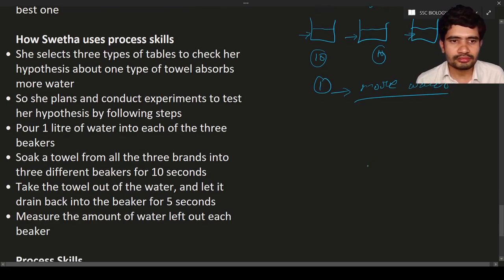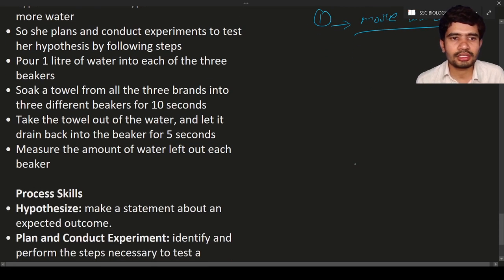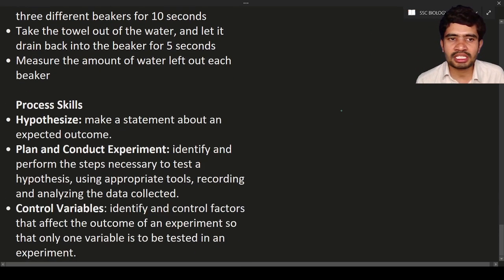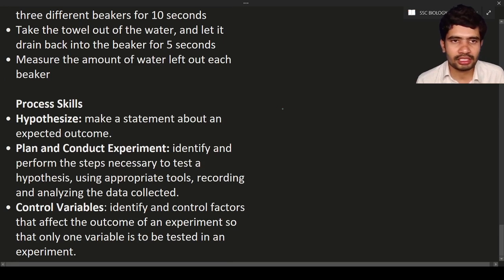Okay. So next is processing skills. What are the processing skills used by that girl? The first one is hypothesis: make a statement about the expected outcome. Expected outcome means what could be the result. That will be the hypothesis. Next, plan and conduct an experiment. She is going to identify and perform the necessary steps to test the hypothesis. Her hypothesis is that the first cloth, which might be cotton, is going to absorb more water.